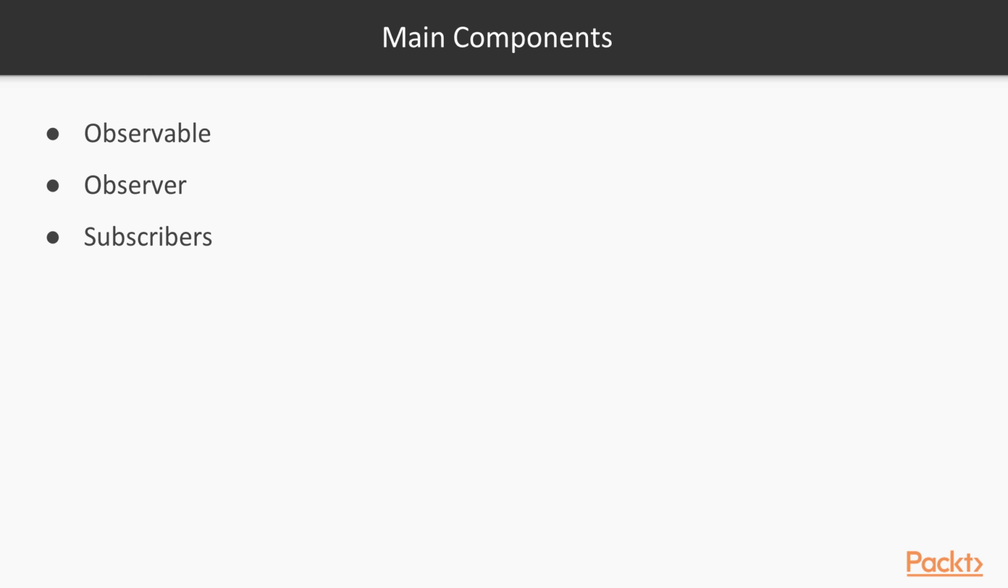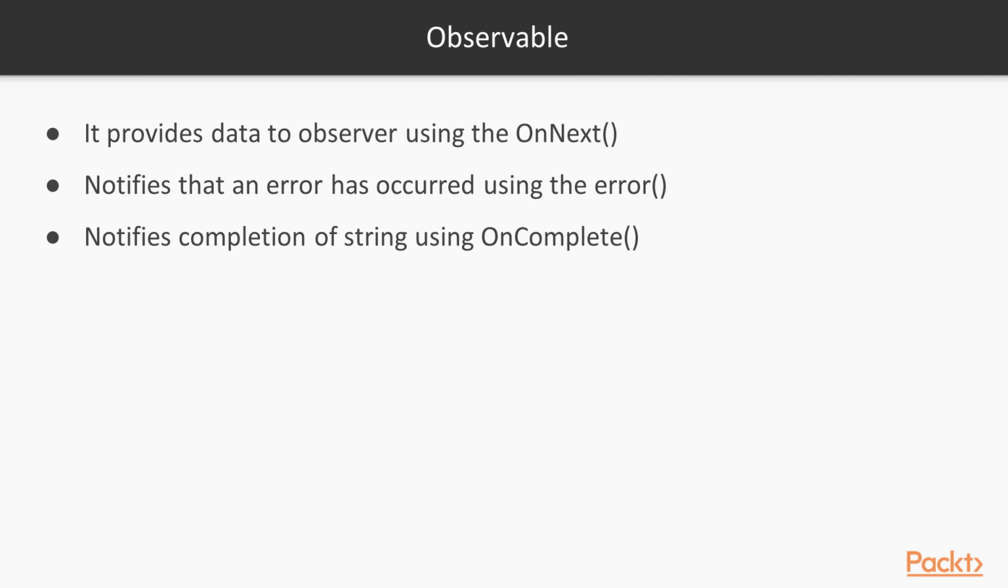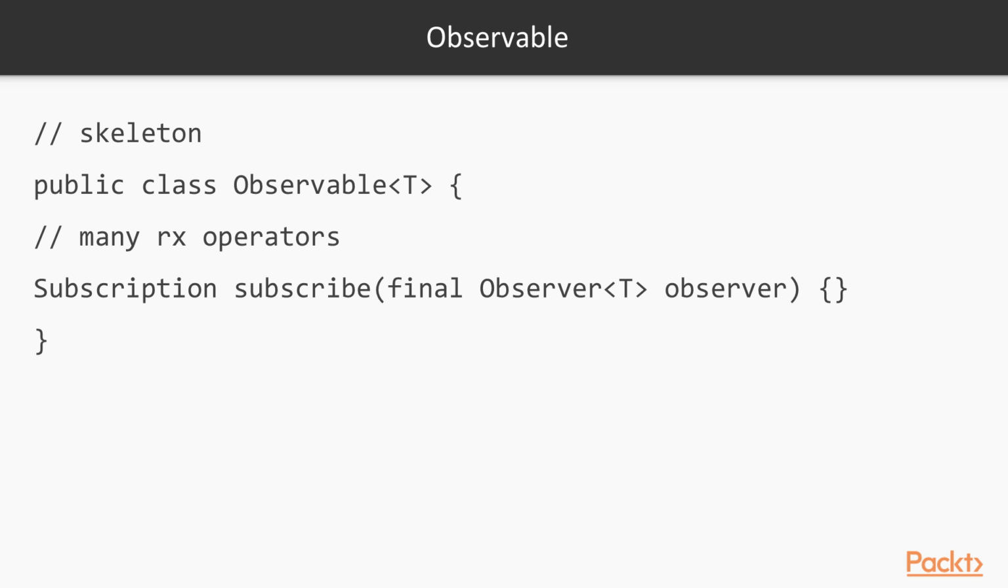There are three main components: observable, observer, and subscriber. Observable data is a data source that creates events. It provides data to the observer using the onNext function, notifies that an error has occurred using the onError function, and notifies completion of the stream using the onComplete function. This is a sample example of an observable.